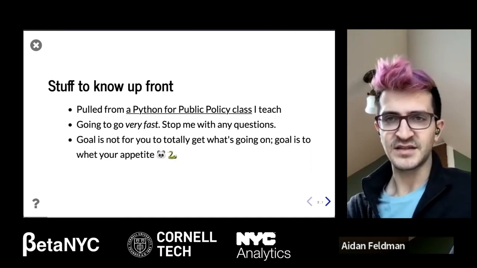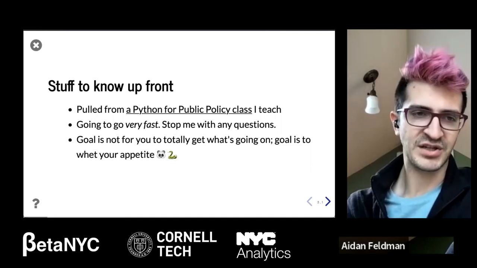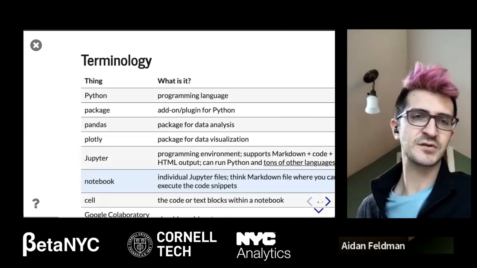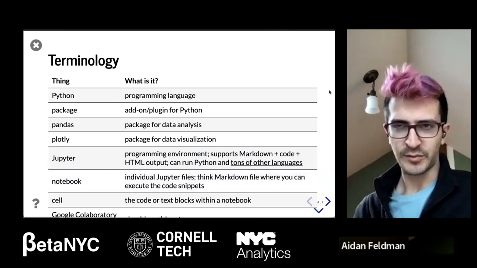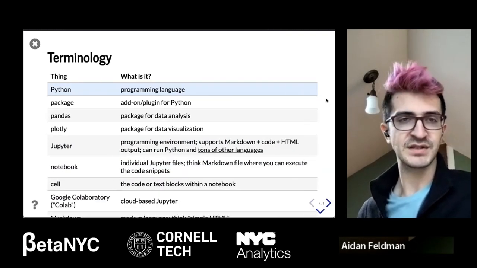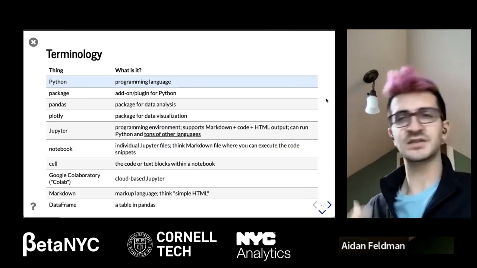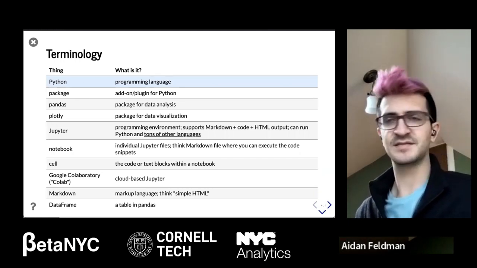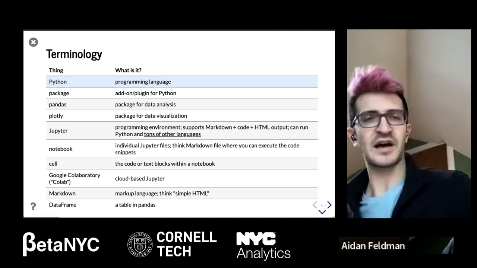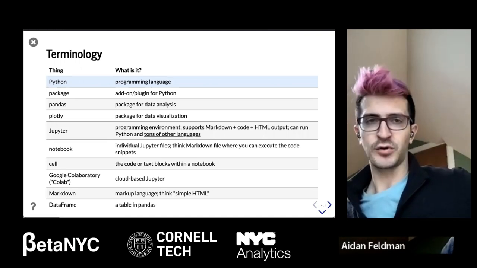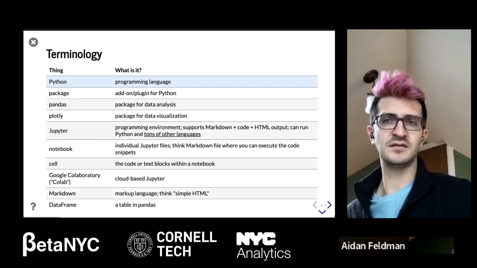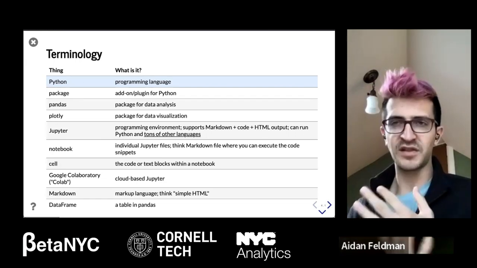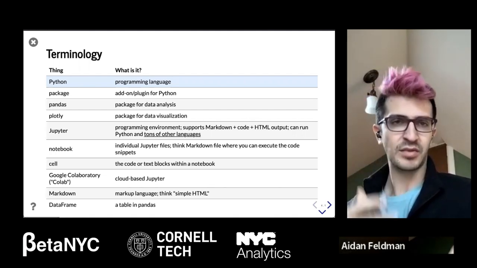Okay, so let's get into it. I want to go over some terminology so that when I throw things around, you have a sense of what it's referring to. So Python is a programming language. Other programming languages that are popular are JavaScript, Ruby, C++, Objective-C, there's a lot of them. R is another programming language that's very commonly used for data analysis. We're doing essentially equivalent things that you would do in R, but using Python.